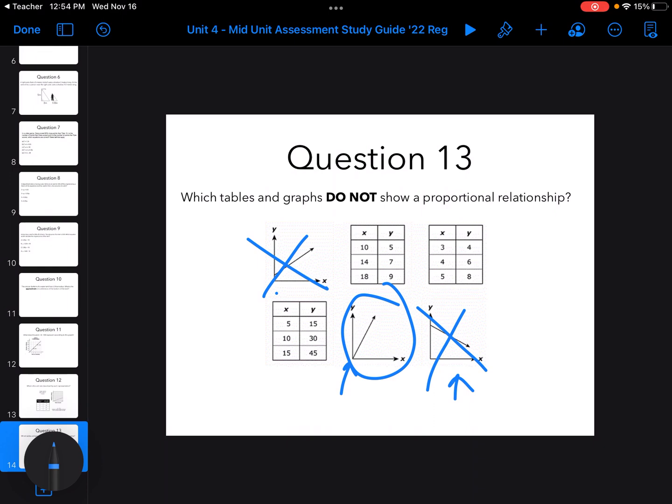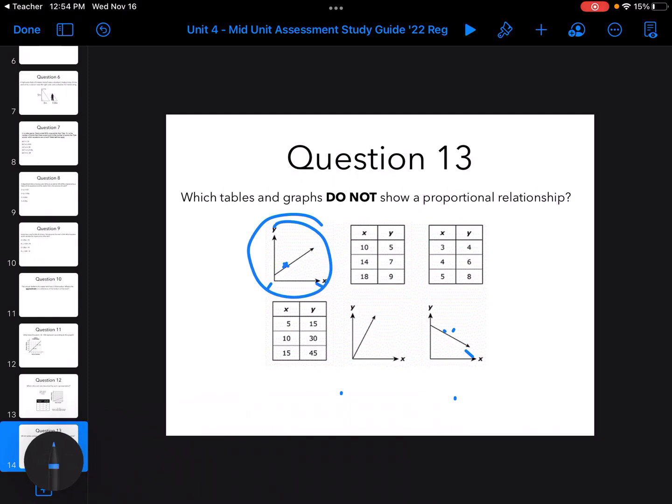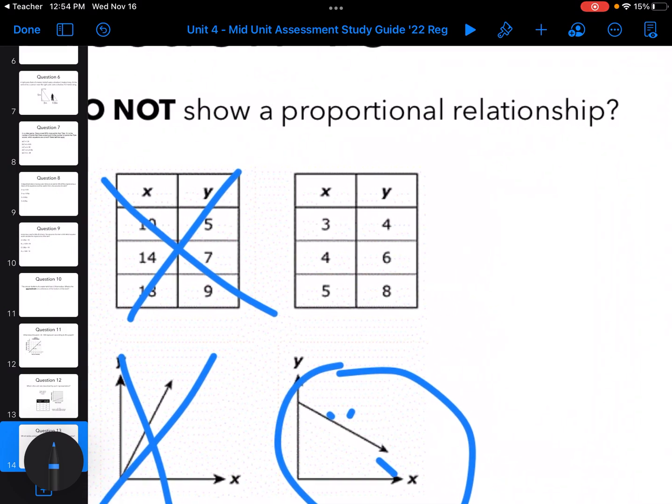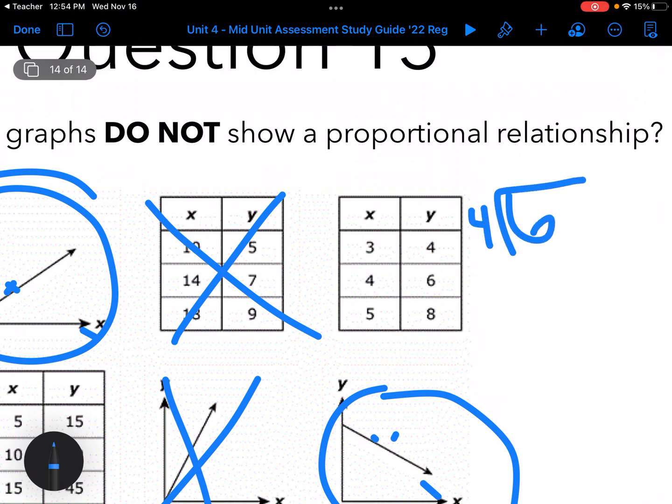Oh, hang on. It says not. I wasn't reading carefully. So this one is a proportional relationship. 4 divided by 3 is 1.33. 6 divided by 4 is going to give me, so 4 goes into 20 5 times. So that one's definitely not proportional.